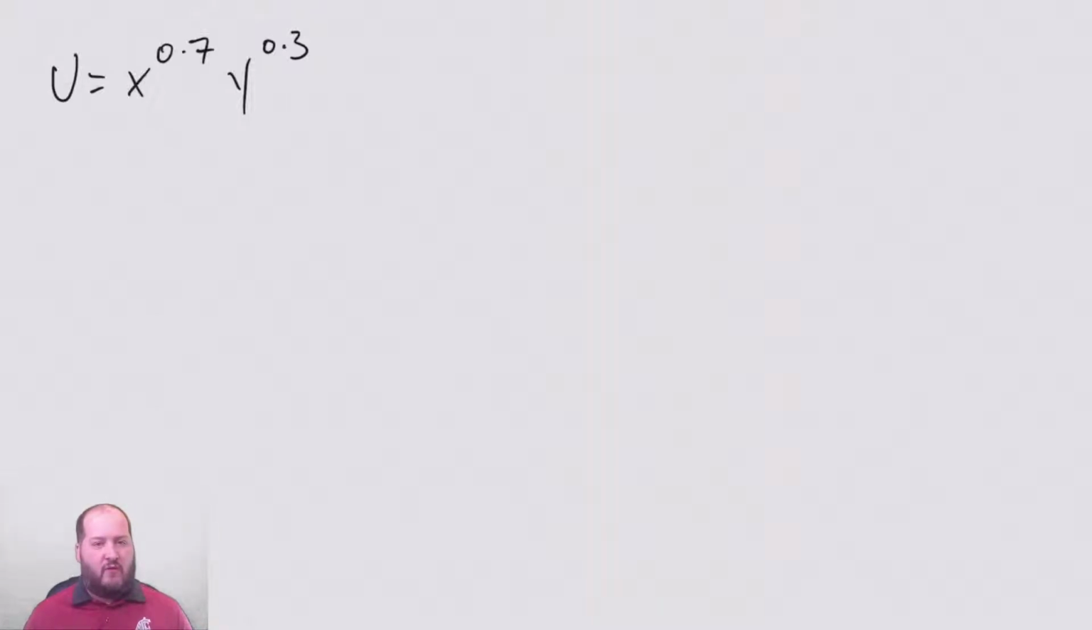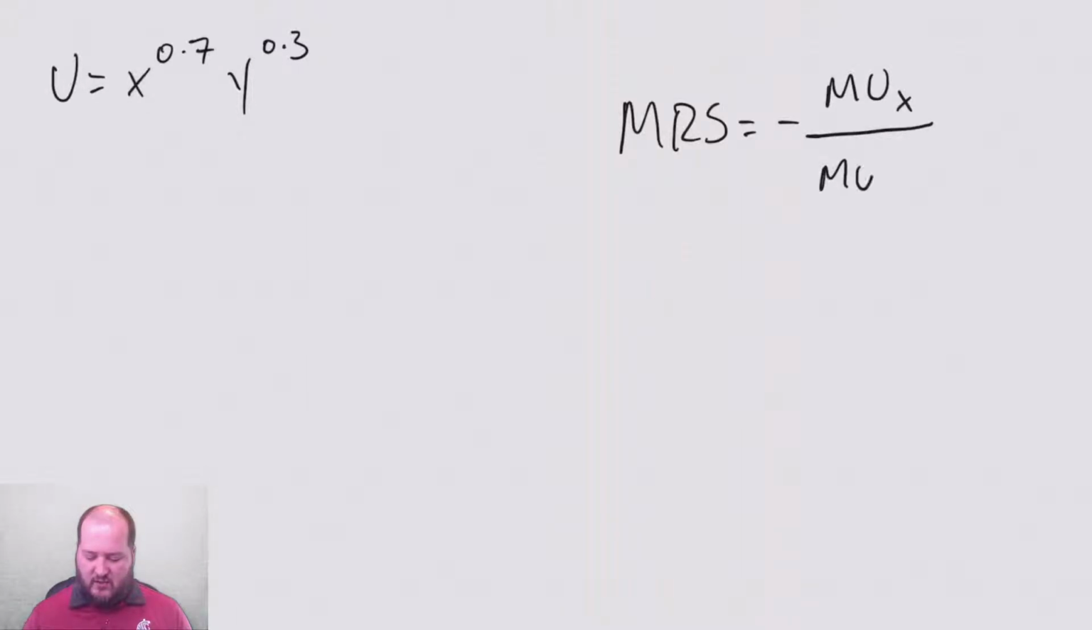We just need to remember the definition of the marginal rate of substitution, and that is just the negative marginal utility with respect to X divided by the marginal utility with respect to Y. Again, we're using the word marginal, and the first thing you should think of when we use the word marginal is we're going to deal with a derivative.